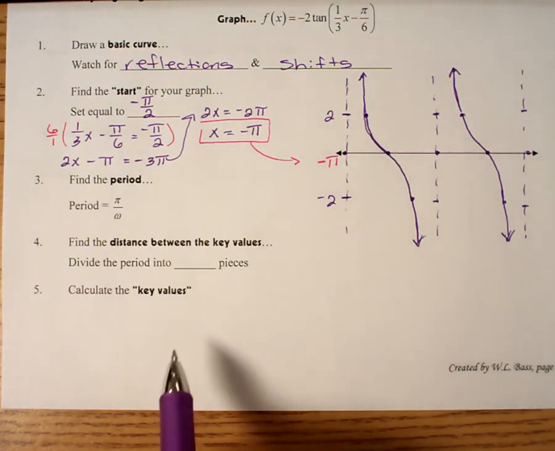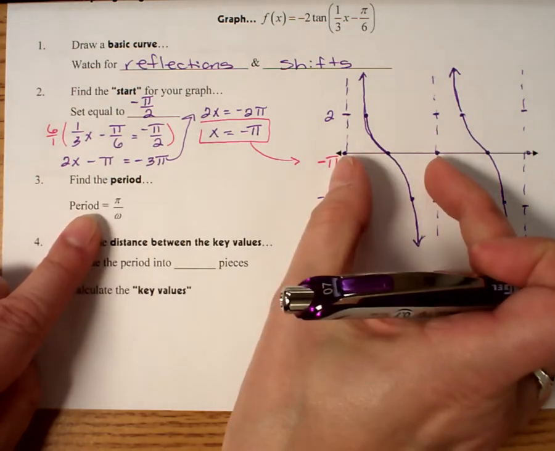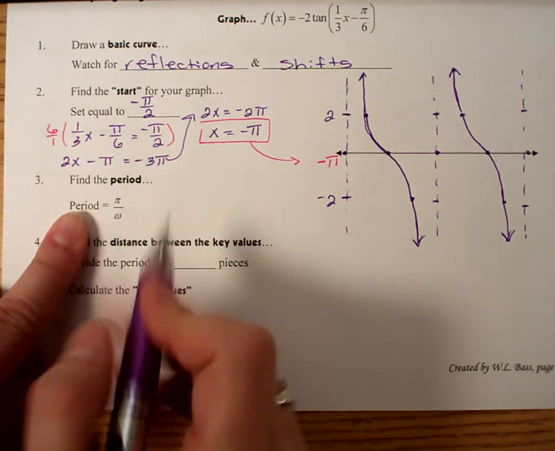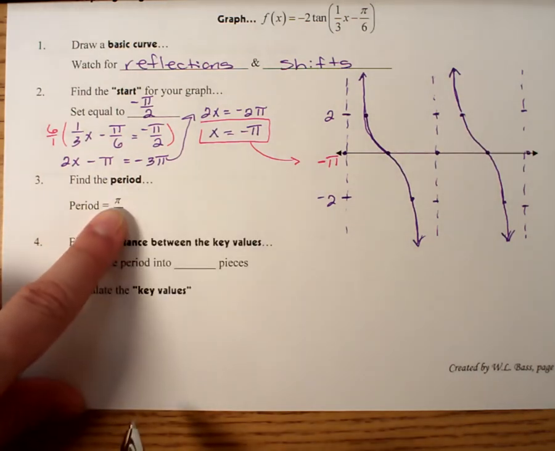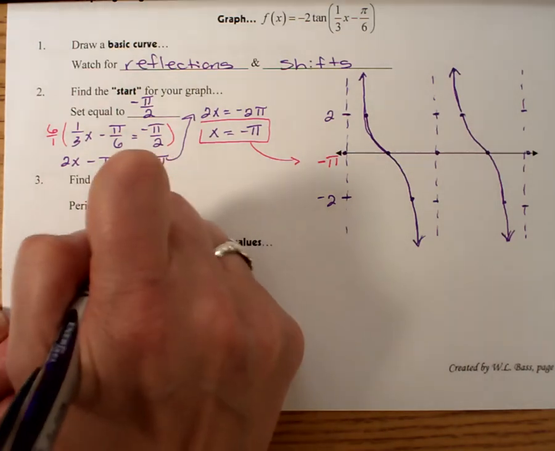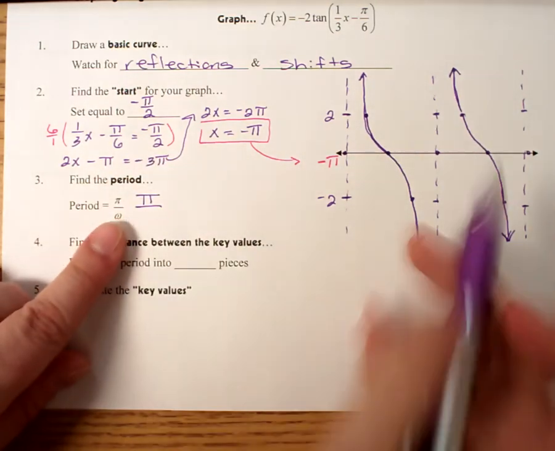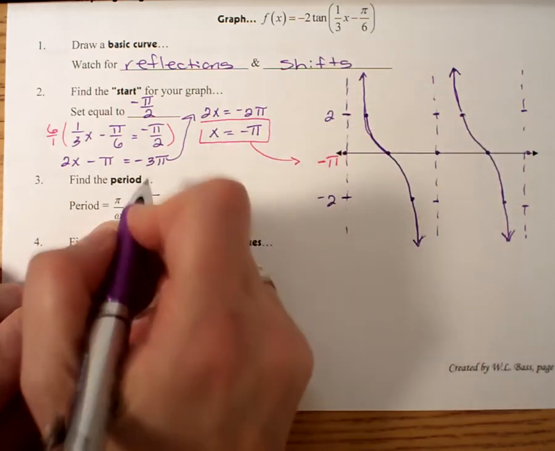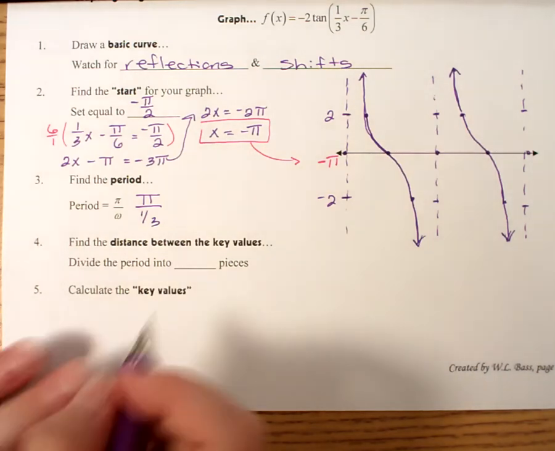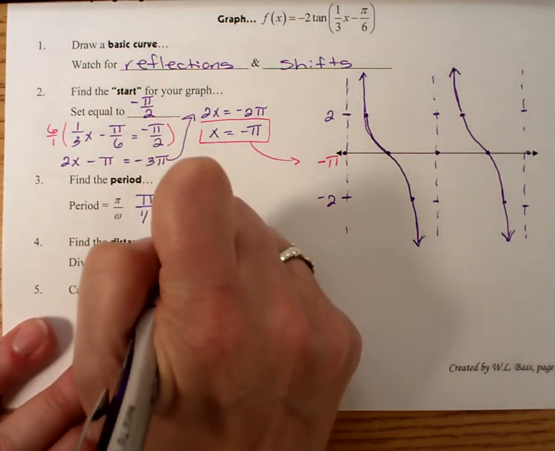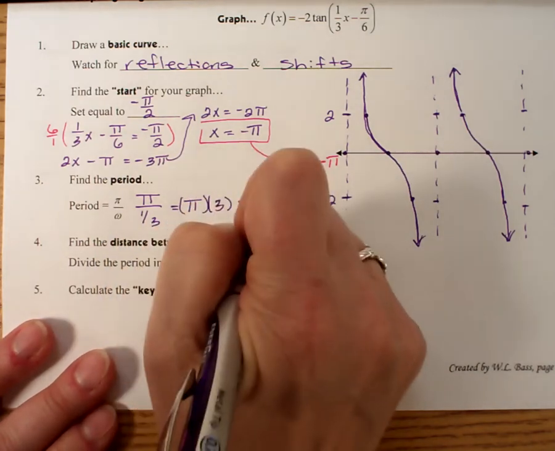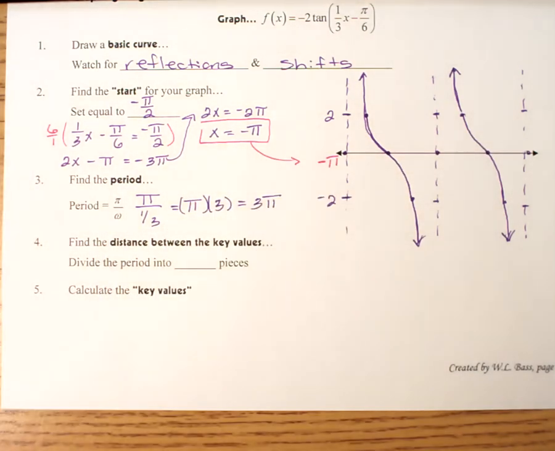The next thing that I need to do is figure out how long it took for it to complete its cycle. So I need to calculate my period. Notice that on tangent the period is only π long. So I'm going to take π and still divide it by the coefficient of whatever is on the x here. So I can write π over 1/3, but I know that that doesn't look very good to us. So we can just rewrite that as π times 3 by multiplying by the reciprocal. So my period is 3π.